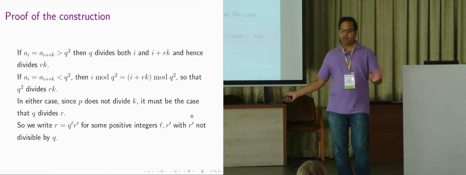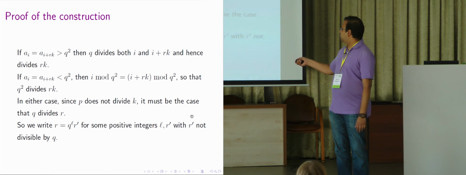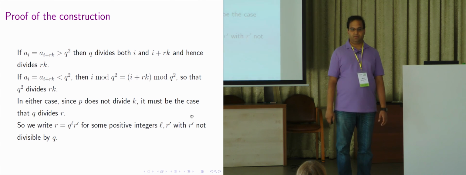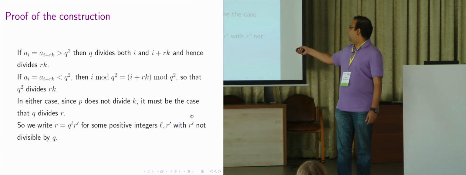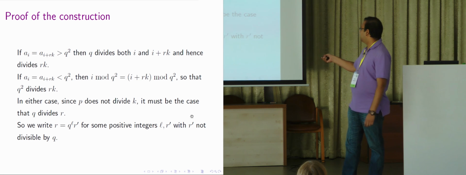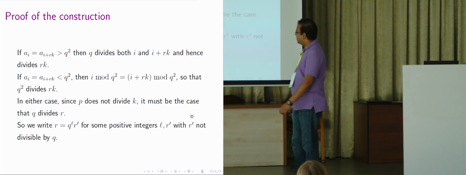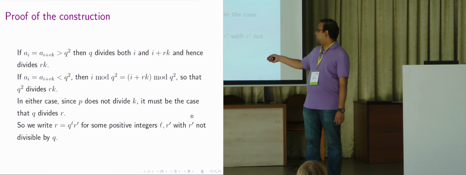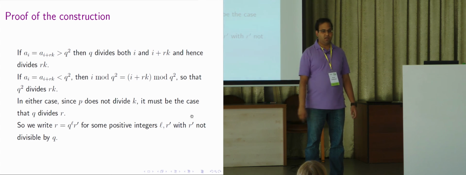Right? So in either case, we get that rk is divisible by q. But q is a power of p, and k is not divisible by p, therefore r is divisible by q. Right? So that's the first thing. r is divisible by q. Write r as some power of q times some r prime that is not divisible by q.